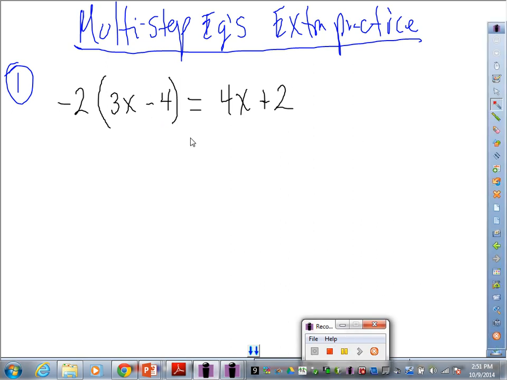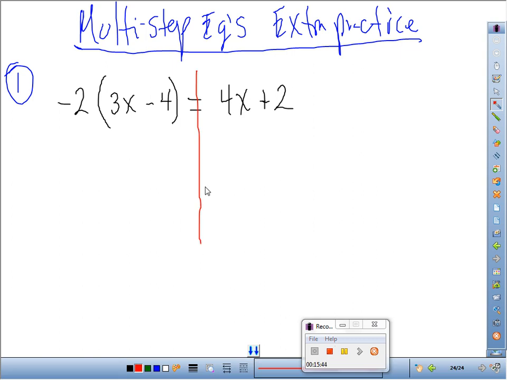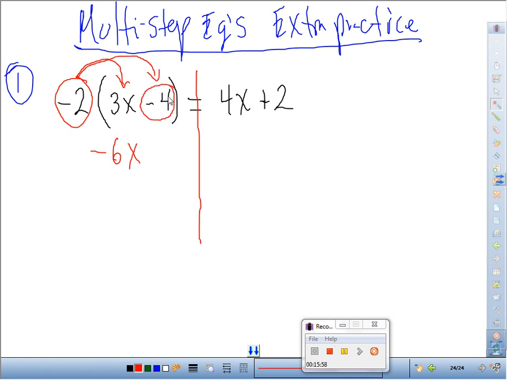Okay, here we go. Line down the equal sign. Can I simplify the right side of the equation? No. Can I simplify the left side? Yes. I'm going to distribute the negative 2 in here. That's negative 6x. Then I'm going to multiply this times the next term, and I circle the negative in front of the 4. Some of you are still making that mistake right there. So what is negative 2 times negative 4? Positive 8. Bring down the 4x plus 2. Hands up if you got it right there.